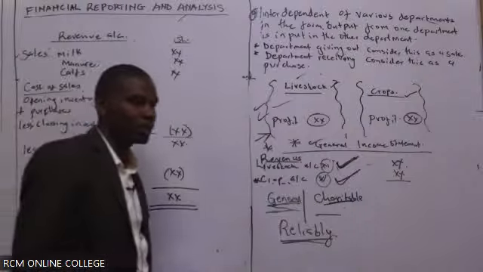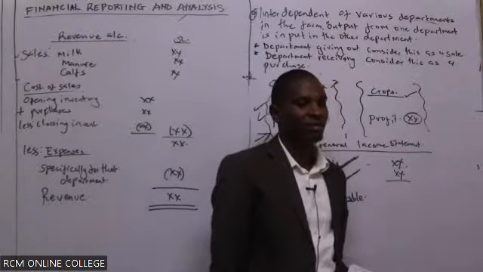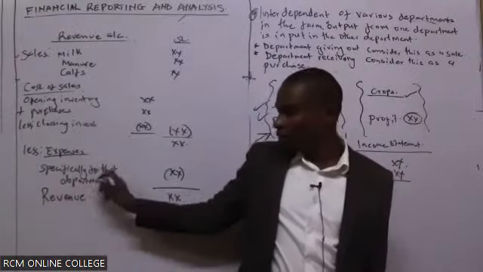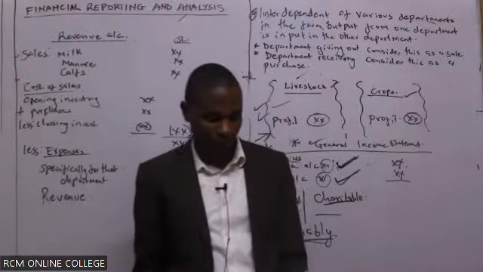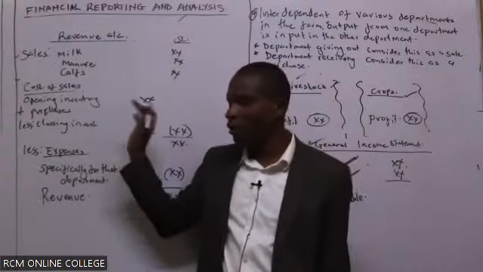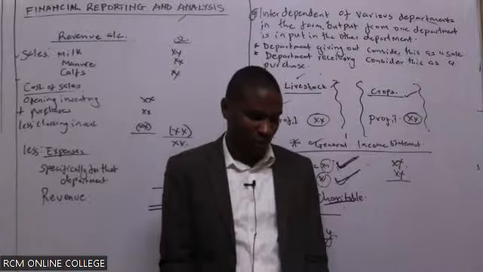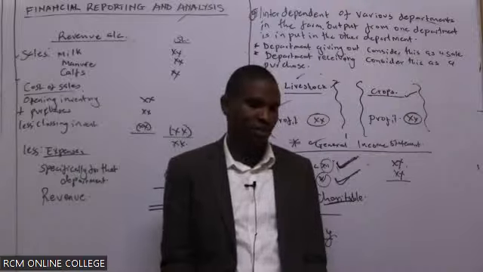Which department is this? They sold milk, they sold manure, they sold calf. So it is the livestock department. Therefore, the expenses should be specifically to the livestock account. The same case applies to the revenue account for the crop. I think that's all.